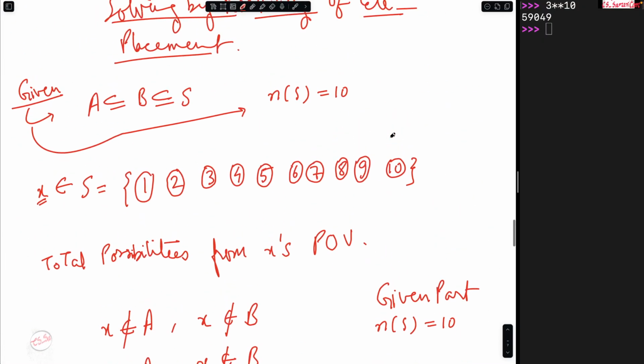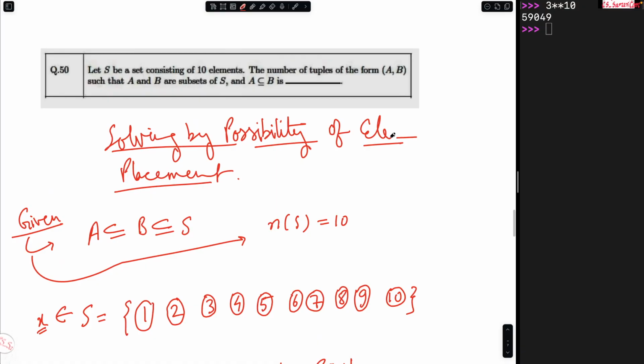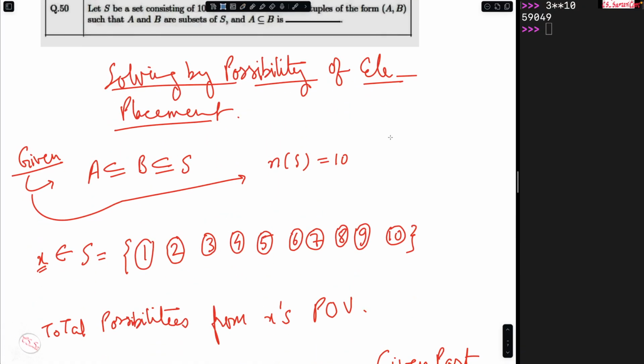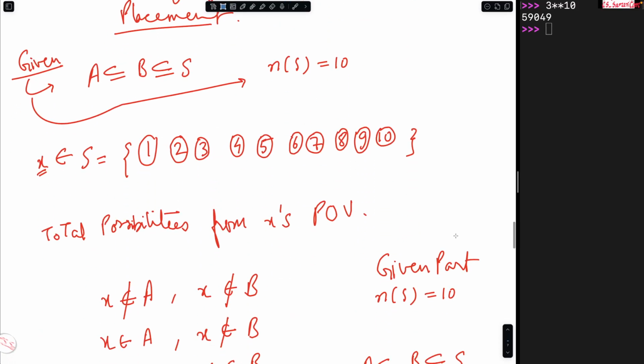So over here, I'm going to solve it by trying to place the elements. Consider x as belonging to S. So x can take the value of 1, it can take the value of 2, it can take the value of 3, and so on till 10. All of these are possible. Very good.